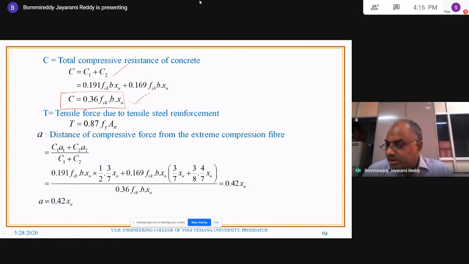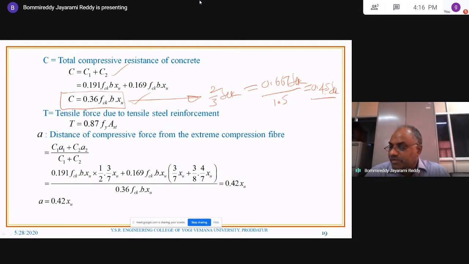And how did you get this C value? This C value is based on 2/3 of FCK. Originally FCK, and we are considering the size effect, so it is reduced by 2/3 of FCK, which is 0.667 times FCK. And afterwards, it is again divided by the partial safety factor of 1.5, then it will be 0.5 FCK. That means when it is 0.5 FCK, it is 0.36 FCK B into XU.